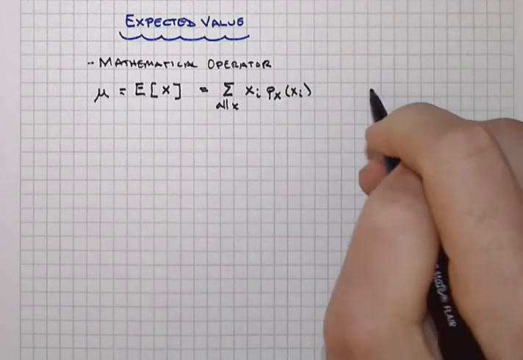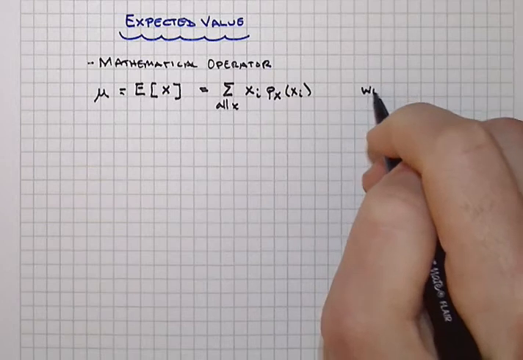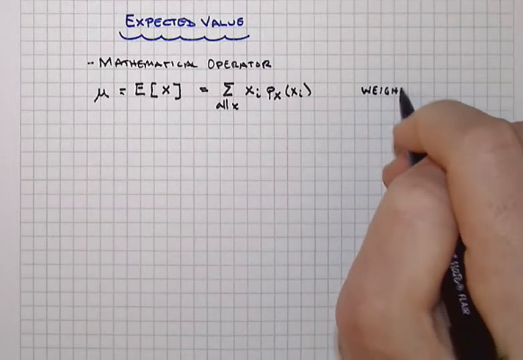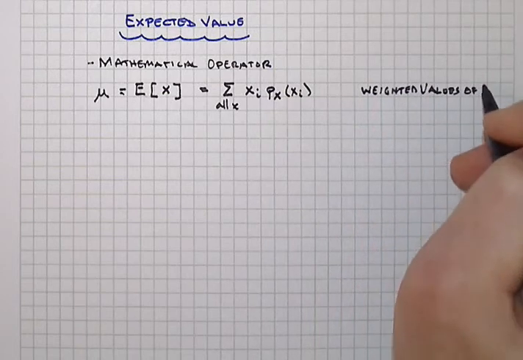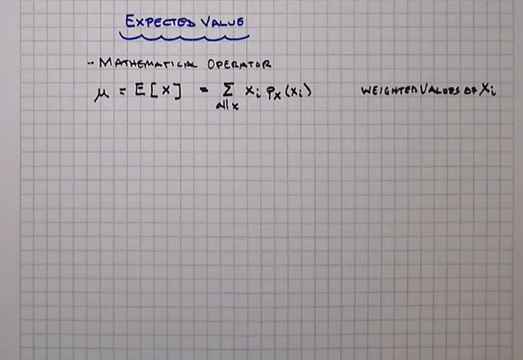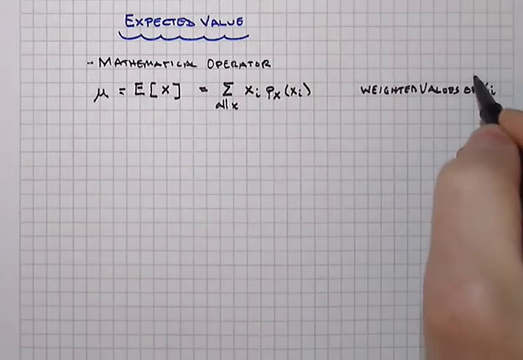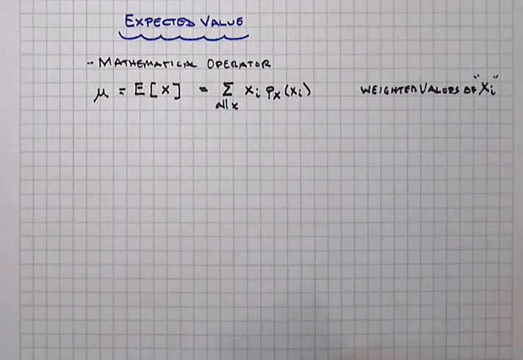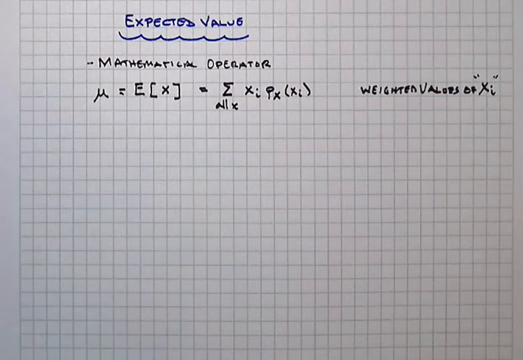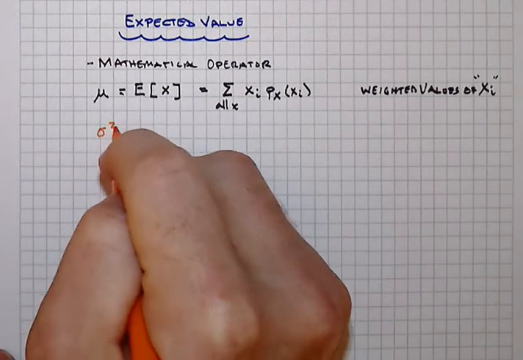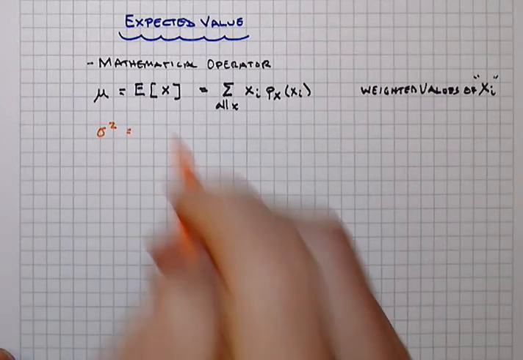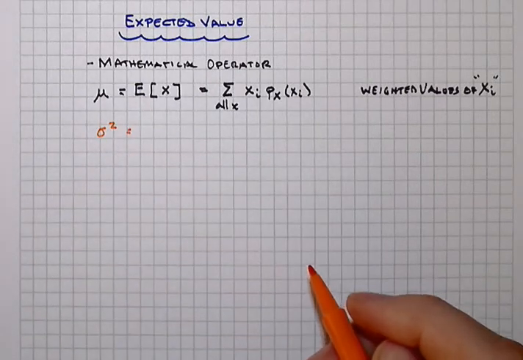And I'm going to put in words to the side that these are weighted values of x sub i, weighted by the probability here. Now I'm also going to put quotes around that because we're going to generalize this in the following way. Because remember that our variance was equal to a very special kind of thing.